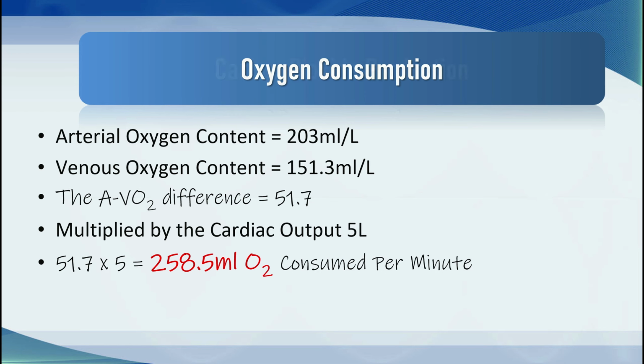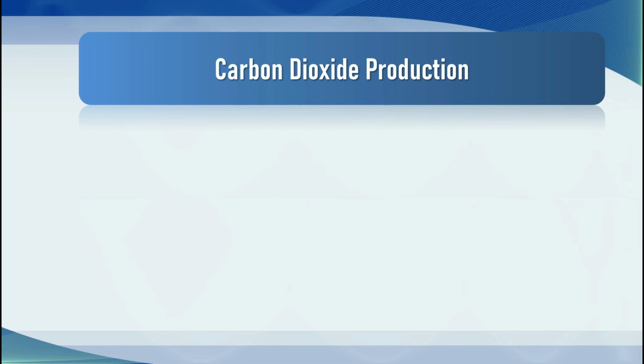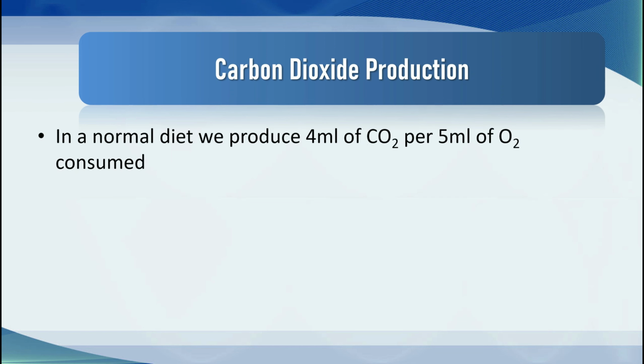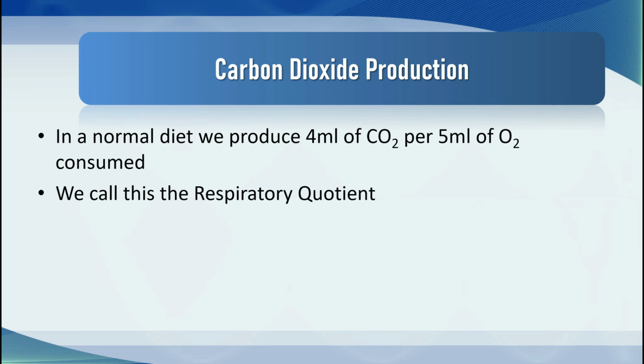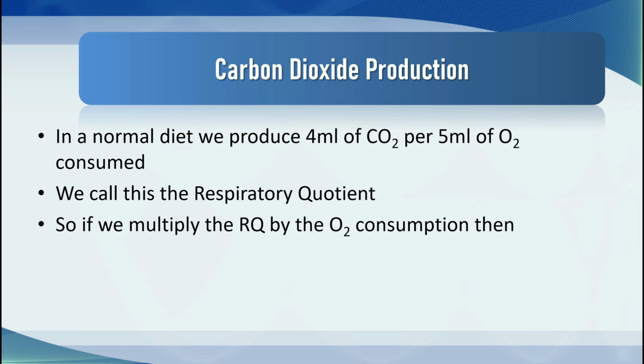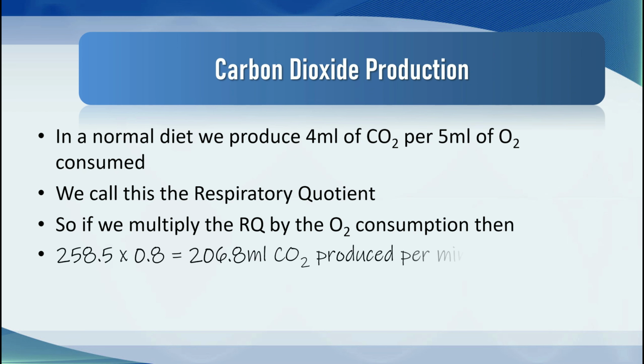But from this, we can also calculate out the carbon dioxide production, because in a normal diet, we produce 4 mils of carbon dioxide per 5 mils of oxygen consumed. We call this the respiratory quotient, and the respiratory quotient for a balanced diet is normally 0.8. So if we multiply the respiratory quotient by the oxygen consumption, then we can come up with the amount of carbon dioxide that's produced per minute, and that's 258.5 times 0.8, or 206.8 mils of carbon dioxide produced per minute.